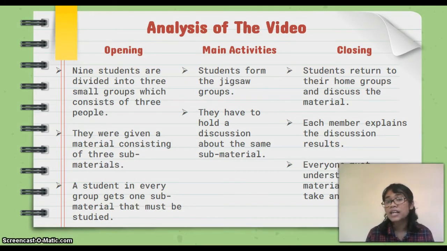After I analyzed that video, I have my own opinion about it. That video was very good and detailed in explaining the jigsaw technique. But in my opinion, after the students return to their group and understand all of the material well, they can make a group presentation so the teacher can assess the students' understanding and comprehension of that material by having them present in front of the class and explain what they know about that material.